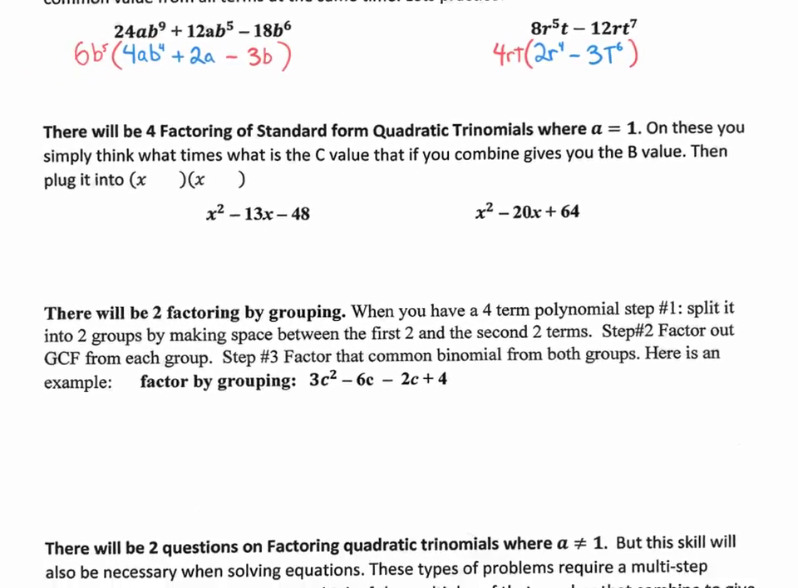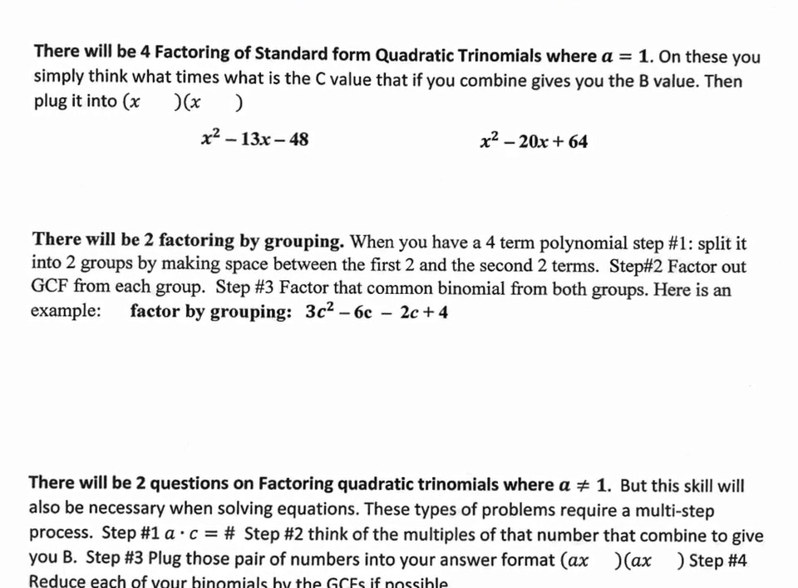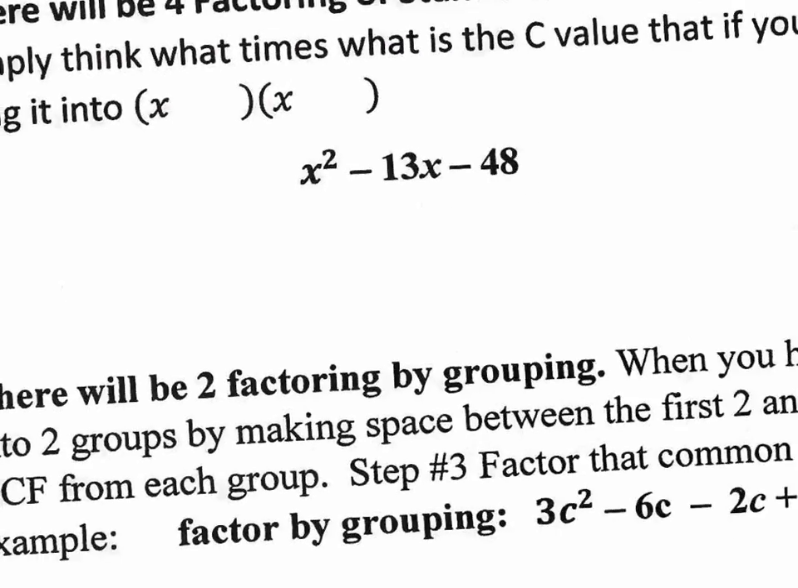Okay, so what else? There's going to be 4 factoring standard form quadratic trinomials where a value is 1. So factoring standard form quadratic trinomials where the a value is 1, those are easy. On these, you simply think what times what is a c value that if you combine together is the b value, and then you plug it into this format. So here we go.